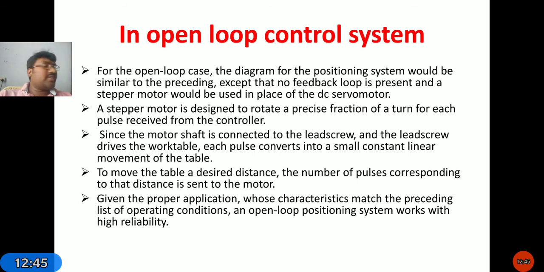Given a proper application whose characteristics match the preceding list of operating conditions, an open loop positioning system works with high reliability. Okay, that is about elements used in automation systems.